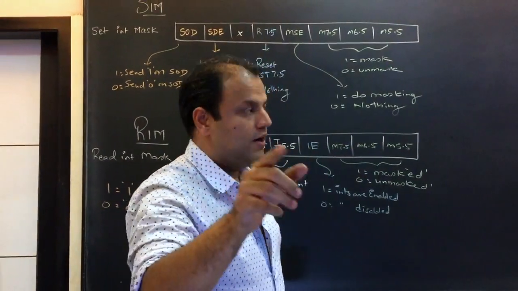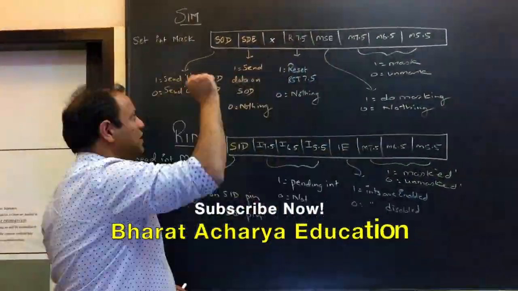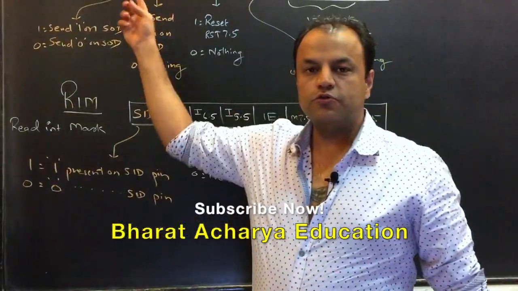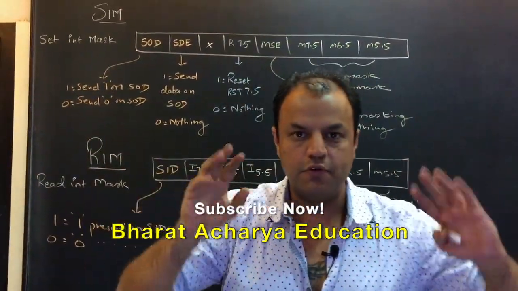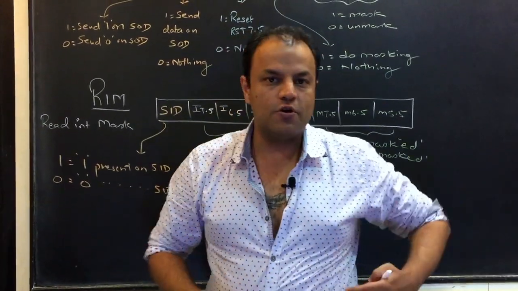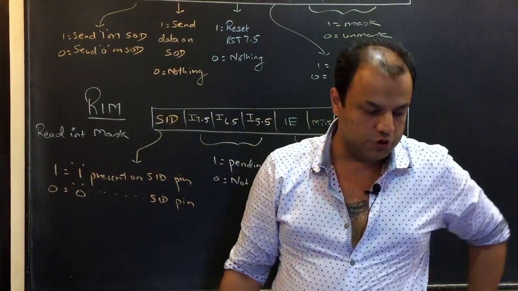Now that's not the only thing though. SIM is a multi-purpose instruction. SIM is a command that we give to enforce action. RIM is a command that we give to read what is going on in the system. So I'm going to be explaining both of them to you along with how to use SIM and RIM.